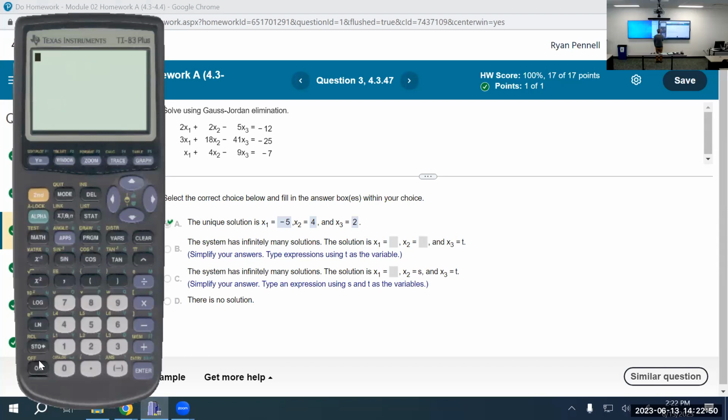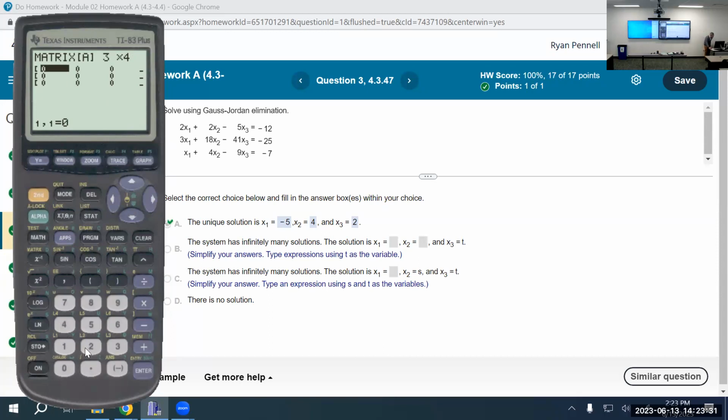So hopefully I can turn this on. Okay, I got my calculator on. I want to enter this matrix. I want to reduce this matrix. Edit. Make a matrix. And what is this matrix going to be? It's 3 rows, 4 columns. This is 3 by 4.